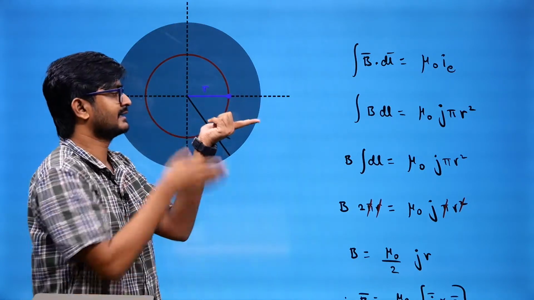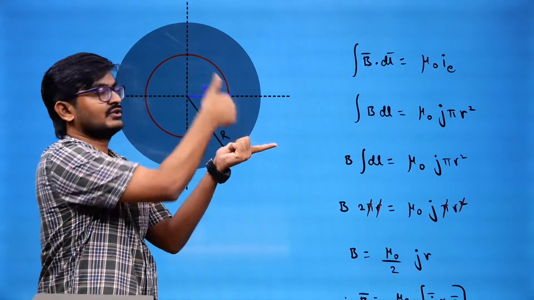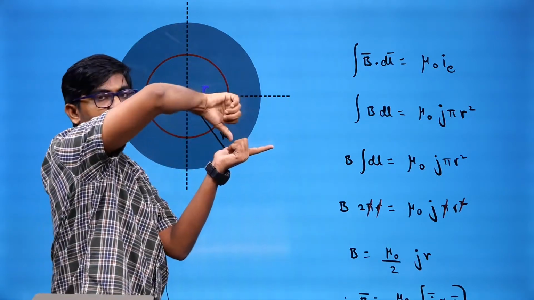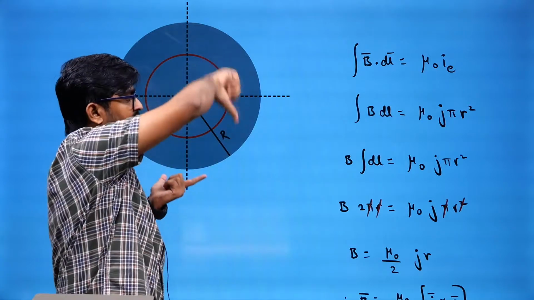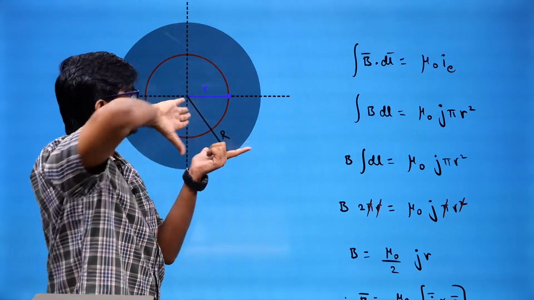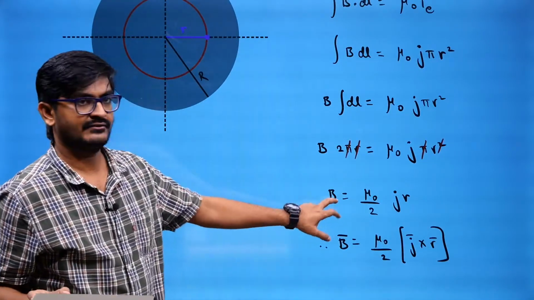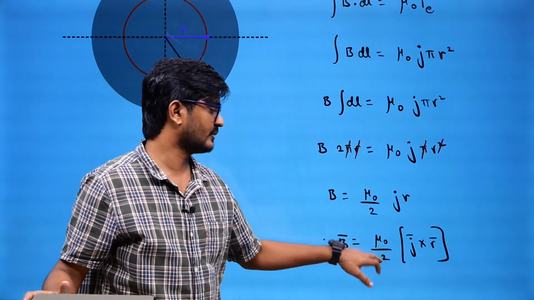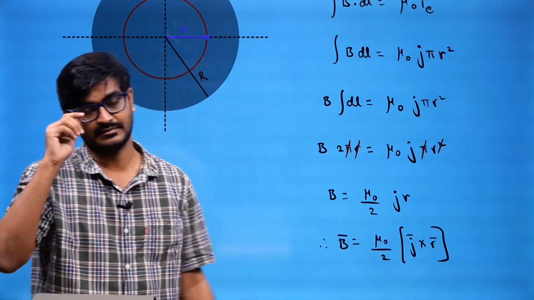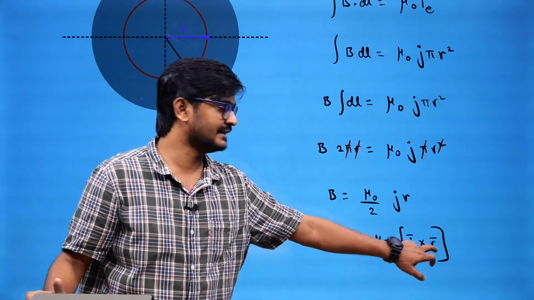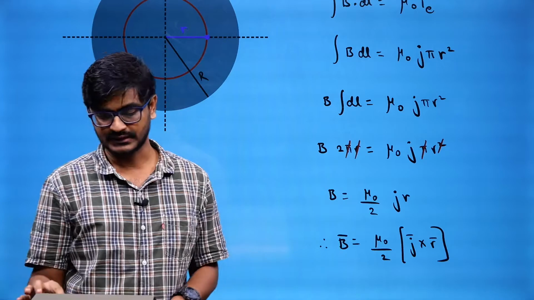Now how can I get it? If I take r bar cross j bar, it is going to be this direction. If I take j bar cross r bar, it is going to be this direction. So if I want to get this direction, then it is j bar cross r bar. So the magnetic field, if I want to put it in vector form, will turn out to be mu naught by 2 into j bar cross r bar. Now once you see it is in linear form, whatever we did in electrostatics, we will be doing again here.